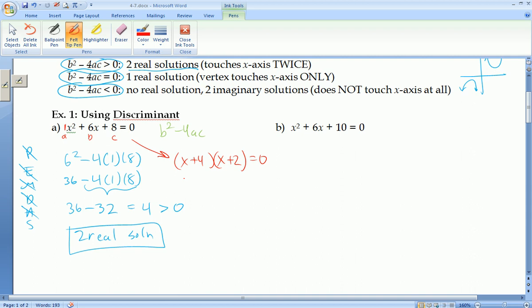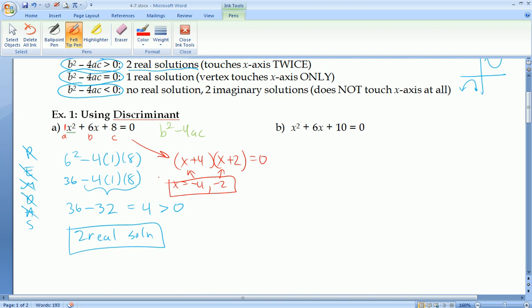And if we wanted to solve for these x's, what x's can we put in that will make that equal to 0? Negative 4. That guy is negative 2. So I'm not asking you to solve for the solutions right now. I'm just asking you to describe what type of solutions we are going to have. Are we going to have 2, or 1, or none?